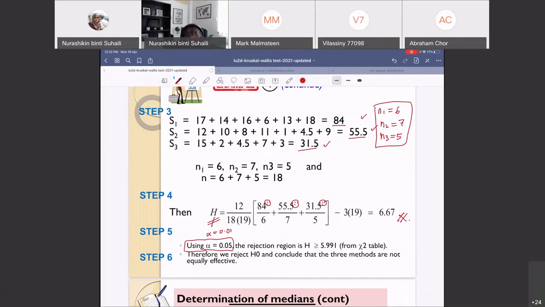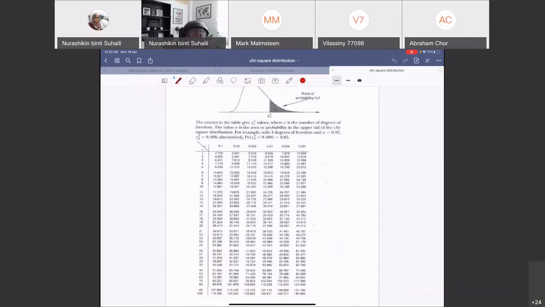Let's find the value of the chi-square from the chi-square distribution table. What information do you need? The alpha, 0.05, and the V, because there are how many samples? 3, right? So V equals K minus 1. Remember the formula of degree of freedom? The symbol is V, and it is equal to K minus 1. K is the number of samples. In the example just now, K is 3, so K minus 1 is 2. So the value that you are looking for is 5.991. That is the chi-square value for this problem.